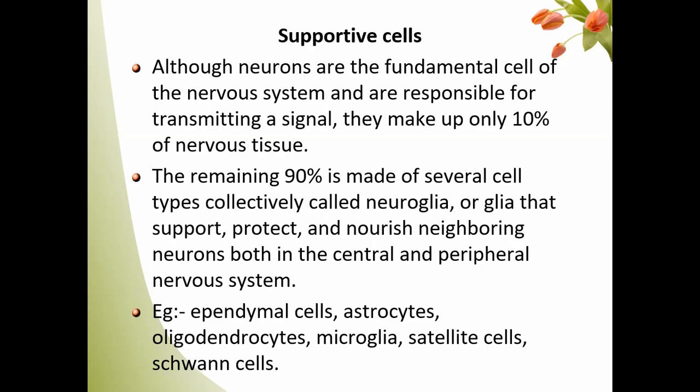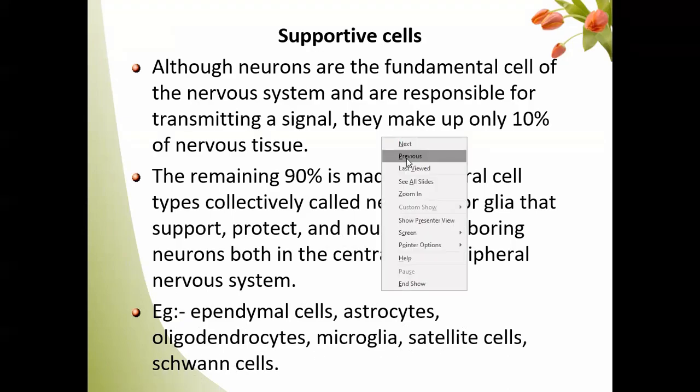Examples of these supportive cells are very important: astrocytes, oligodendrocytes, Schwann cells, satellite cells. All these are supporting cells. Please again remember the neurons are only 10%. The rest is made up of several cells, collectively called neuroglia. These supporting cells have the function to support, protect and nourish the neighboring neurons. Examples are astrocytes, oligodendrocytes and satellite cells.